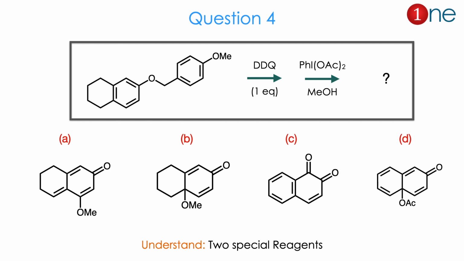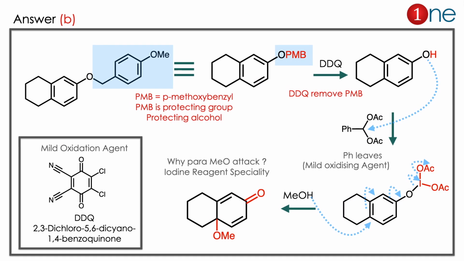The products are mostly cleavage at the oxygen. So where the cleavage occurs is a real question. Which compound survives is also the real question. So the question is all about two special reagents, DDQ and the multivalent iodine compound. The answer is B. Let us see how.